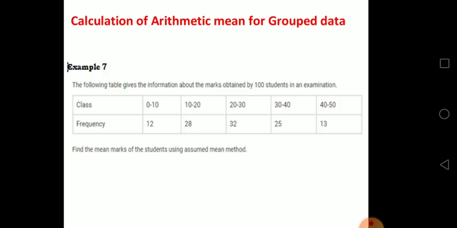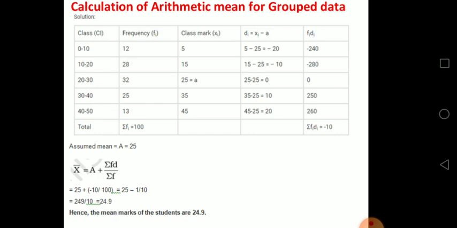And we're going to take this example. As we can see, this is grouped data. Find the mean mark of students using the assumed mean method. You can see the class. We have from 0 to 10, 10 to 20, and up to 40 to 50. And here is the solution.